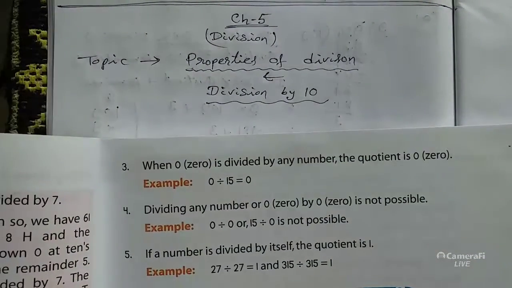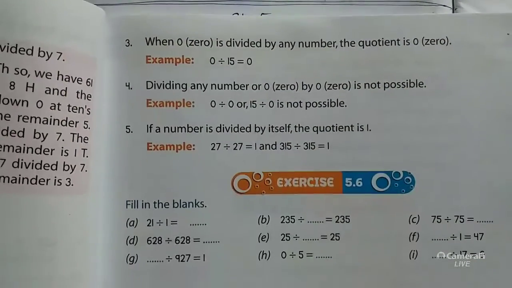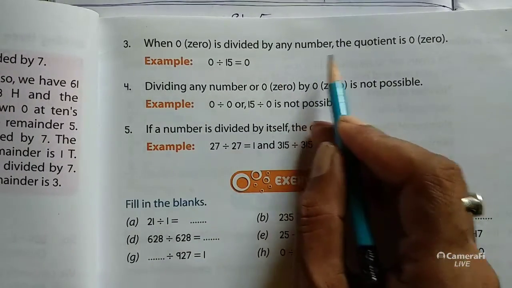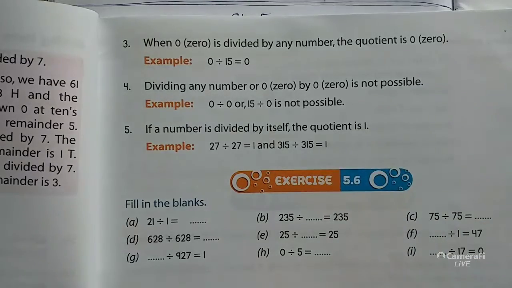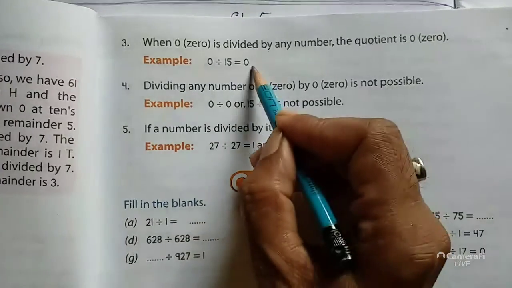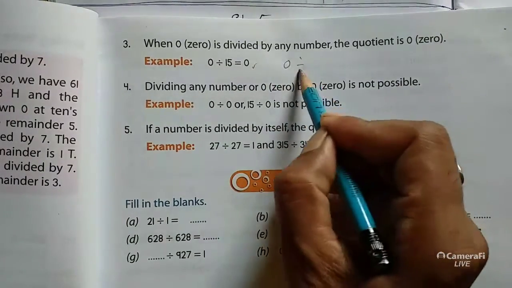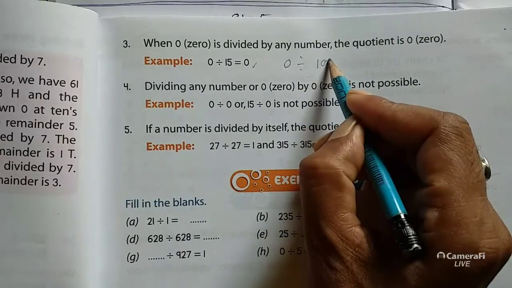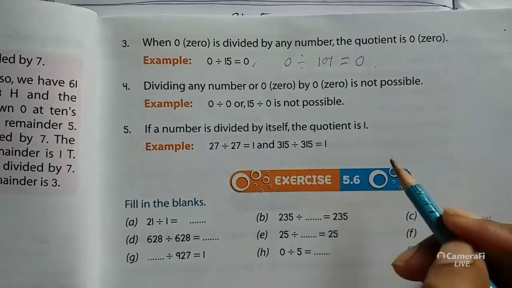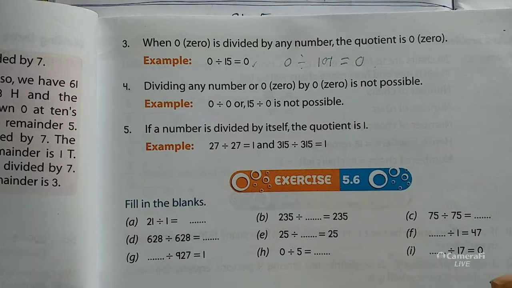Coming to property number 3. When 0 is divided by any number, the quotient is 0. Suppose we are dividing 0 by 15. What will be the quotient? 0. 0 divided by, suppose, 101, we get 0. When 0 is divided by any number, the result will be 0.